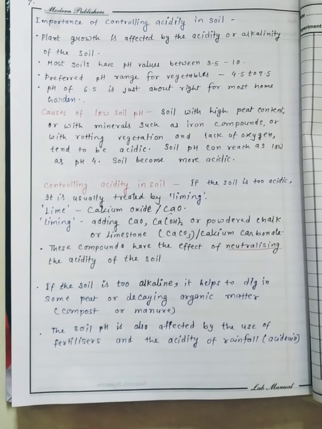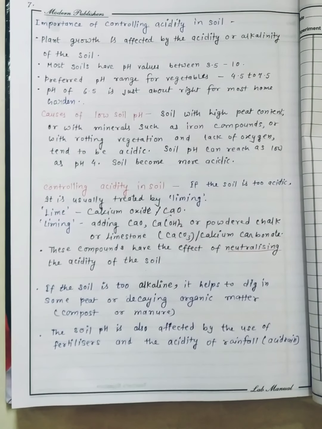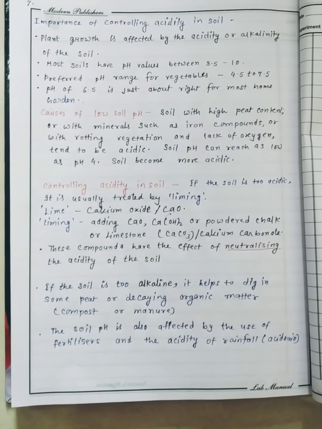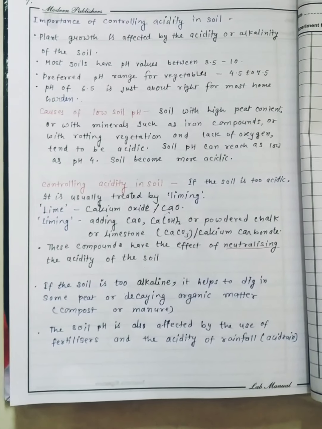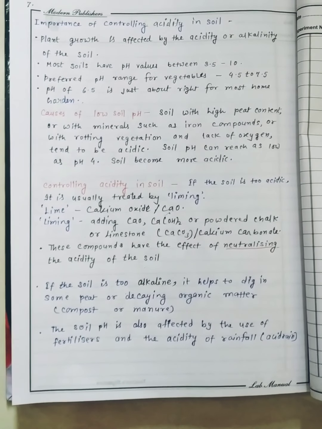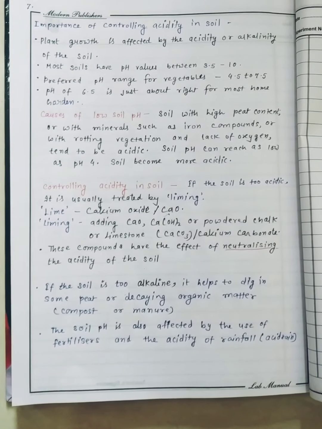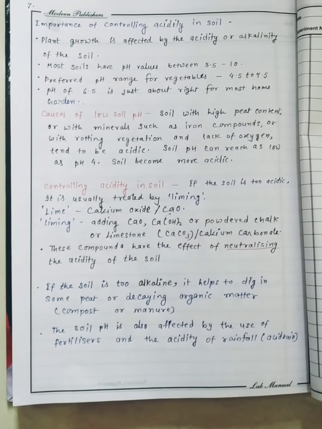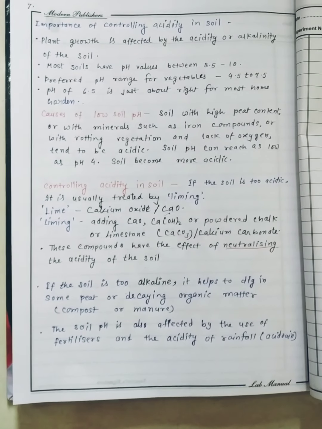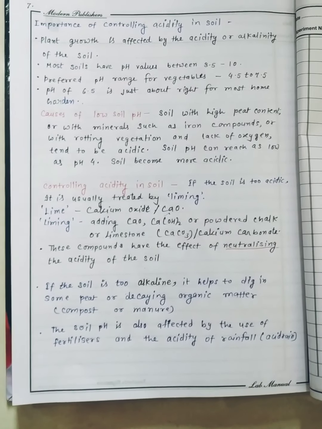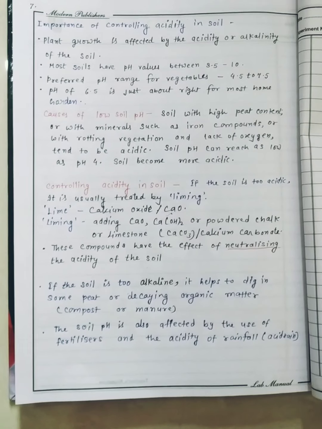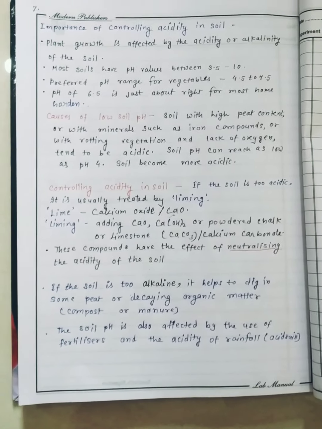Means we can add lime or calcium hydroxide, slaked lime or powdered chalk, CaCO3, or limestone, CaCO3, means calcium carbonate, into the soil. This process is known as liming. Liming increases the pH of soil. These all are base, and if the soil is too acidic, these bases perform neutralization with the acid present in the soil, and the pH of soil increases.